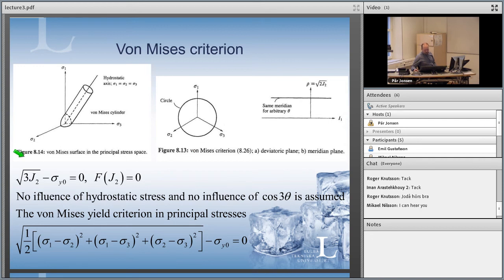This is one way of writing it. You can also write it with the principal stresses. This is also a very common way of looking at the model.